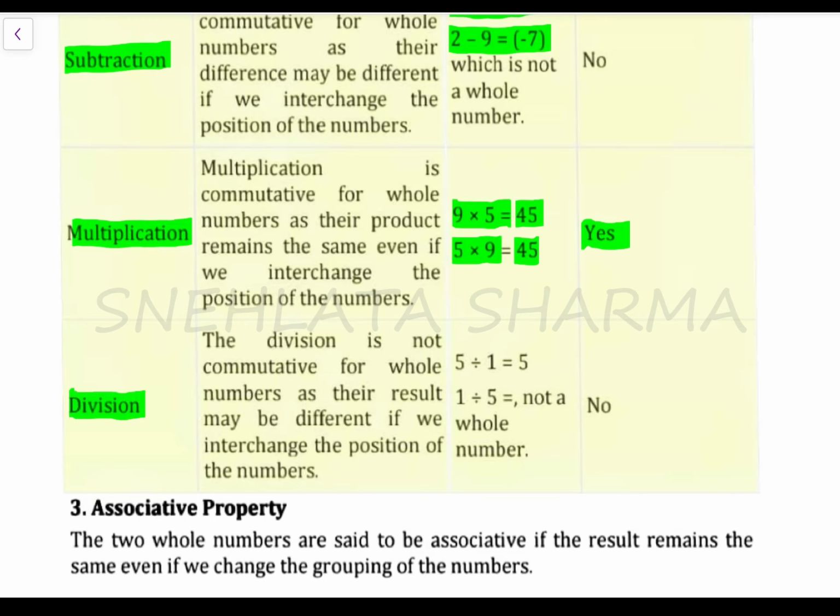For division also, let us take an example. Suppose 5 divided by 5. I get the whole number 1, and when I swap the positions, 1 in place of 5 and 5 in place of 1, now I am dividing 1 by 5, which is a fraction and not a whole number. So we can say that division is not commutative for whole numbers, as their result may be different if we interchange the position of numbers. I hope commutative property is clear to you.